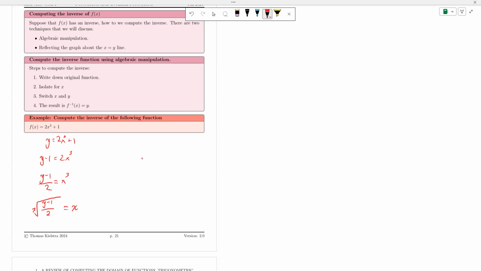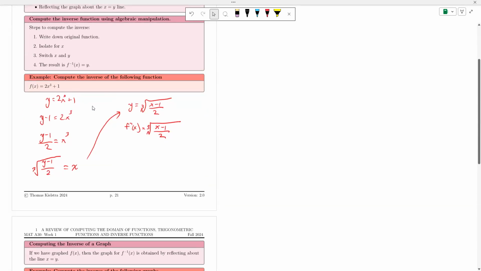Now that we have this expression, we're going to switch our x and our y. So y equals the cubed root of x minus 1 over 2. And finally, f inverse of x equals the cubed root of x minus 1 over 2. Lovely.